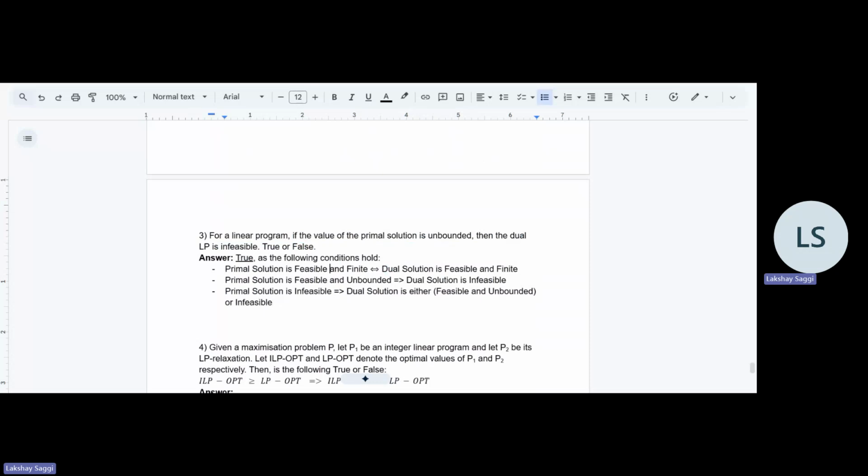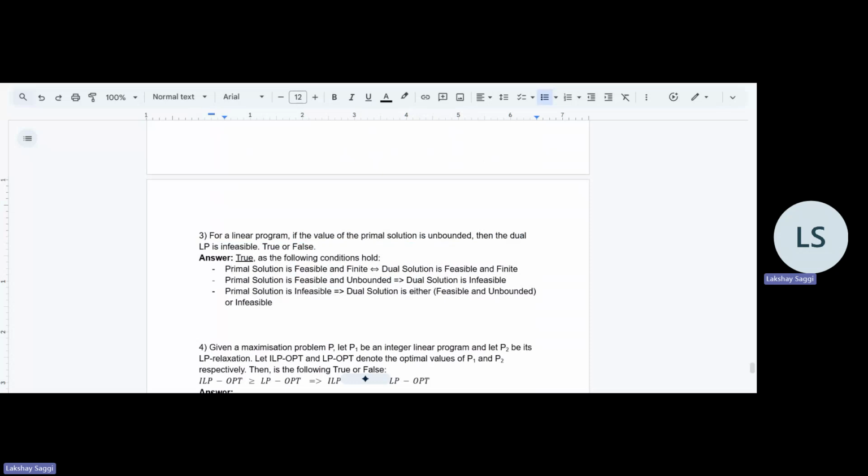So if the primal solution is feasible and finite, then the dual solution is feasible and finite. If the primal solution is feasible and unbounded, then the dual solution is always infeasible. And if the primal solution is infeasible, then the dual solution is either feasible and unbounded or infeasible. These conditions hold symmetrically for the dual as well. If you replace primal by dual and dual by primal, the same things will hold.